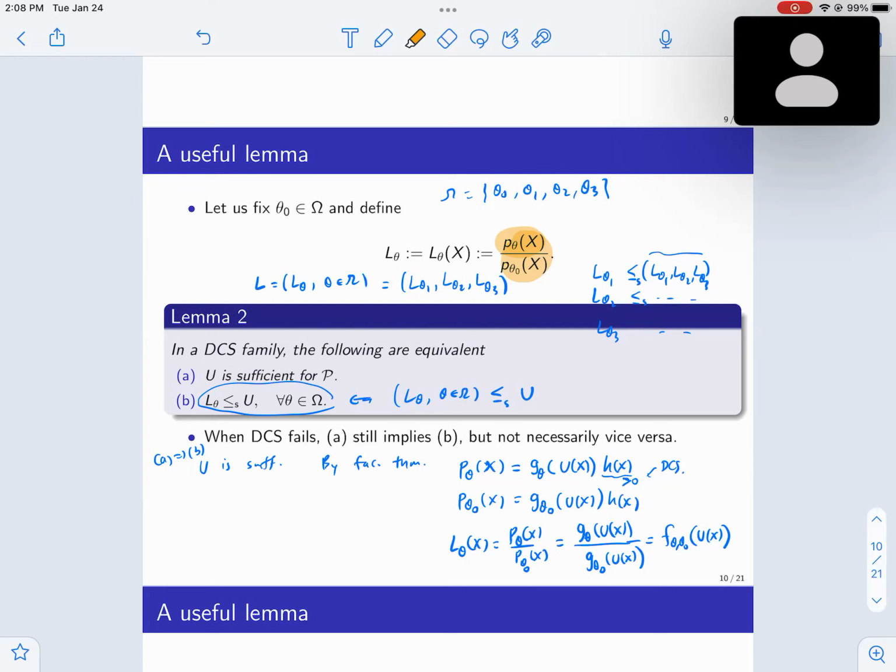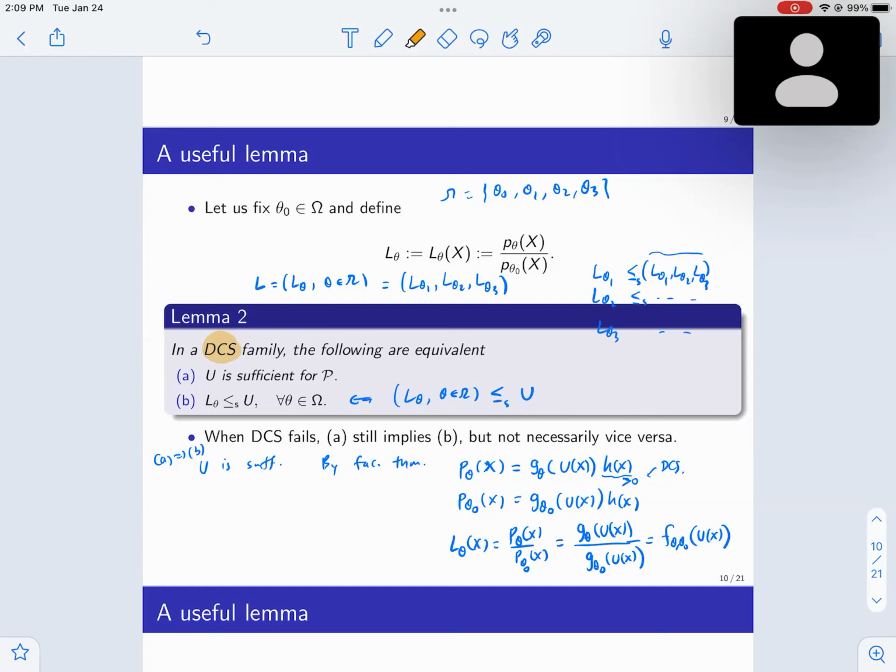And then if I collect them into a vector, or in general, if the parameter space is infinite dimensional, like continuous, this would be a function. If I look at that vector or the function, the point was this is going to be minimal sufficient. The way we tried to argue this is, first we showed this result that in a DCS family, again, this is a technical condition, dominated with common support. We'll get back to that at some point.